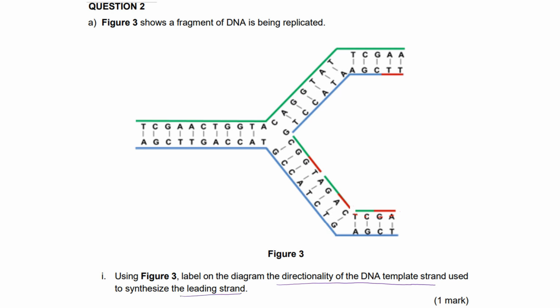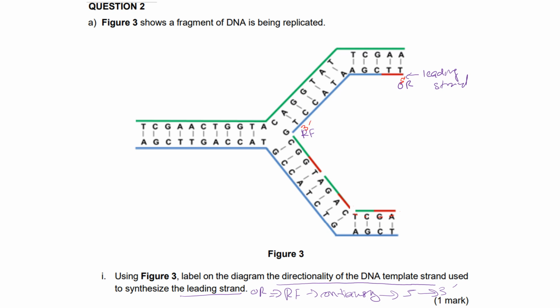synthesize the leading strand. So you have to understand that the leading strand is synthesized from the origin of replication towards the replication fork. Okay, and then it is synthesized continuously. And in order to synthesize the new leading strand, it has to be synthesized in the direction of 5' to 3'. So from the diagram you have to determine which one is the leading strand. So obviously the blue strand here with the primer is the leading strand, because it is synthesized from the origin of replication towards the replication fork. And the synthesis of the leading strand occurs from 5' to 3'.